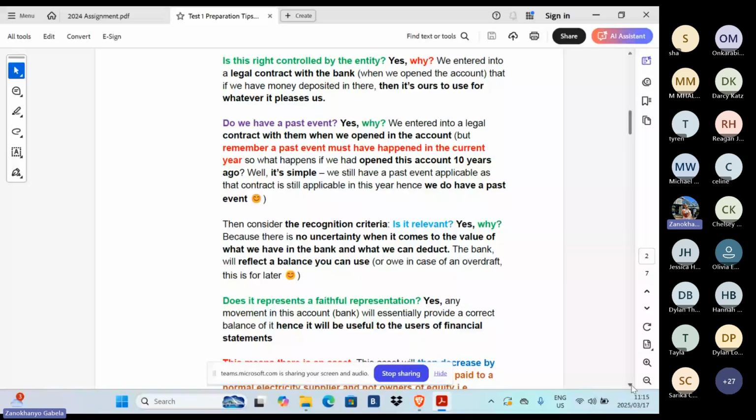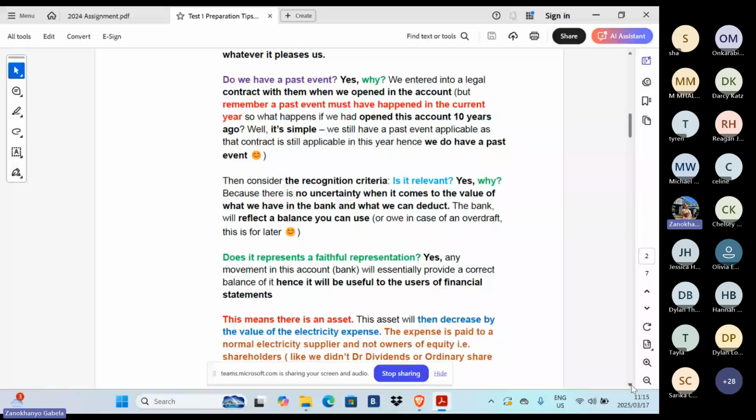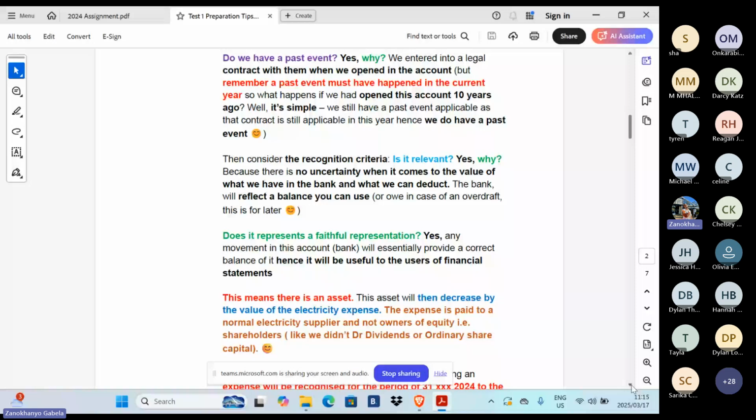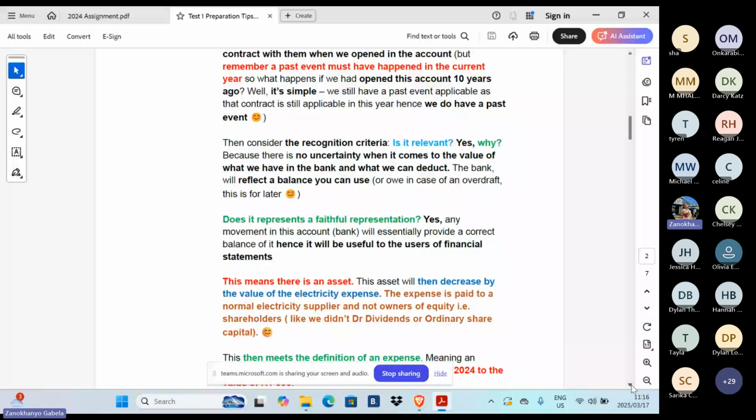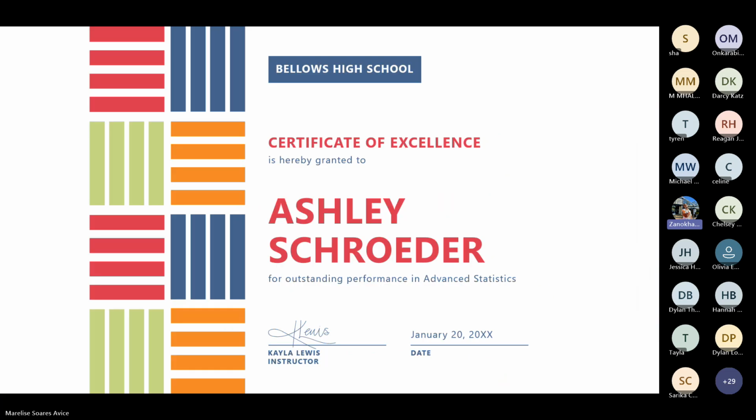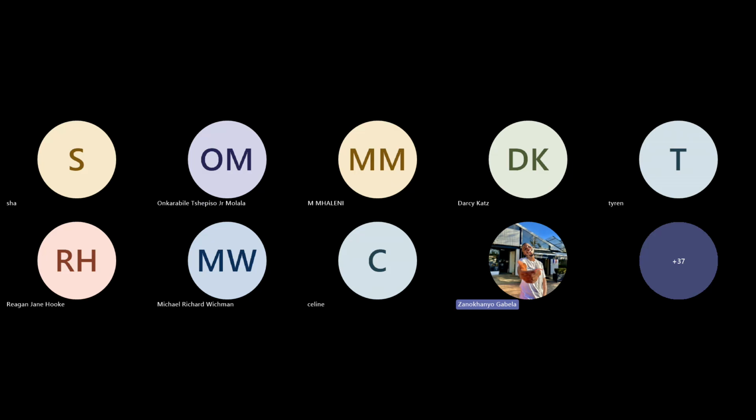And then you consider the recognition criteria. Is it relevant? And also, does it represent a faithful representation? Because remember, for an asset to be recognized, it must meet both the definition and the recognition criteria. So I'm hoping, through examples, you had a chance of understanding what the recognition criteria is. In this case, it does meet the definition of an asset. This asset will then decrease by the value of the electricity expense. So do you see how you concluded that there is an asset, and then you mentioned that this asset will decrease by the value of the electricity expense?